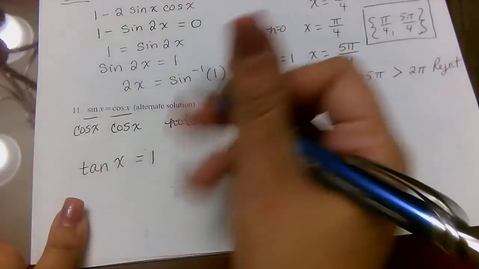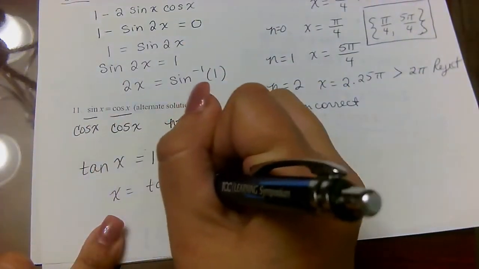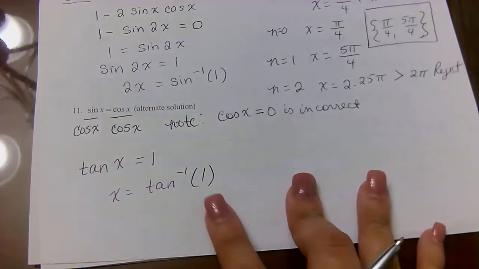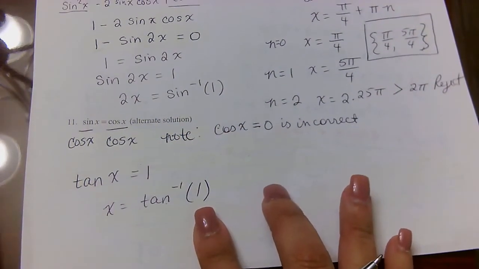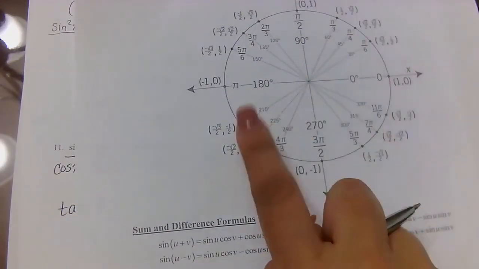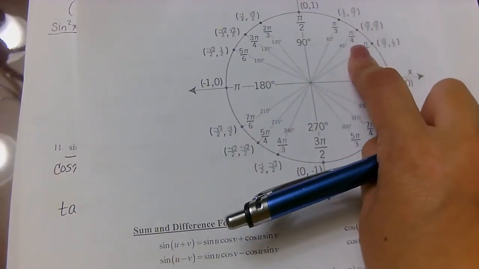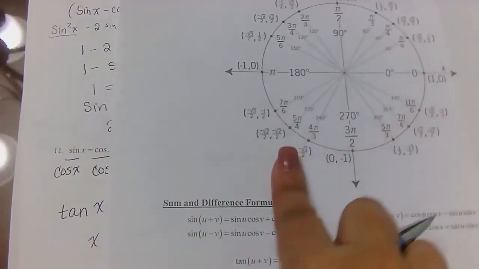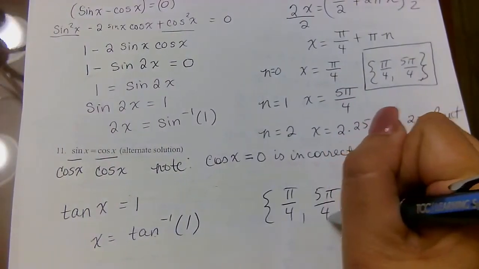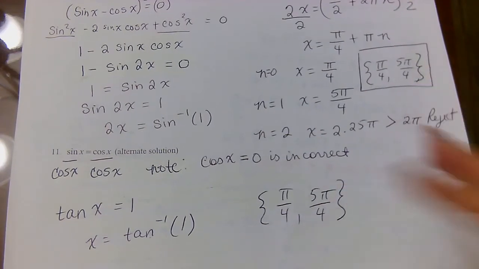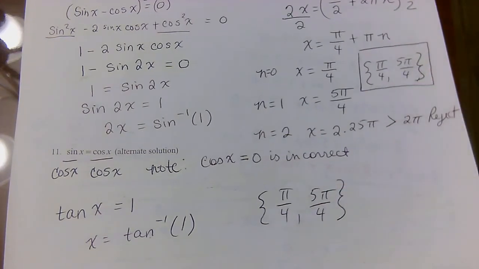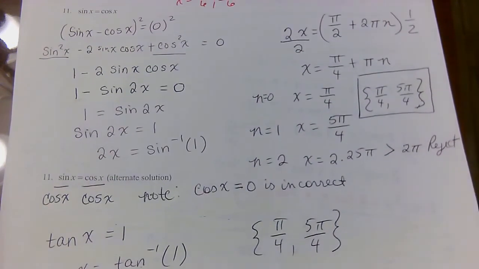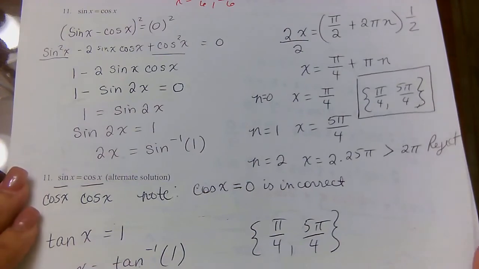Now let's go back here. If I'm solving for x, I can take the inverse tangent of 1. Now where is tangent positive at that ratio? Hopefully you said quadrants 1 and 3. So tangent is positive 1 at pi over 4, and tangent is positive 1 at 5 pi over 4. Okay? Two different ways, we got the same answer. So if you're doing your problems a slightly different way, as long as your math is correct, you're going to come out to the correct answer.